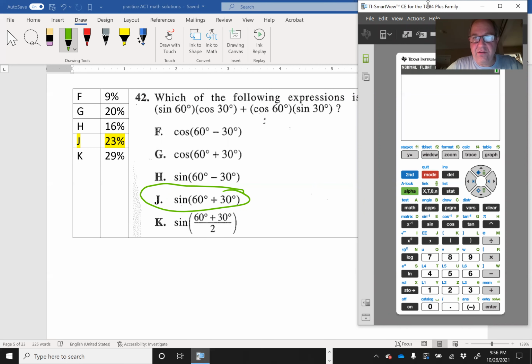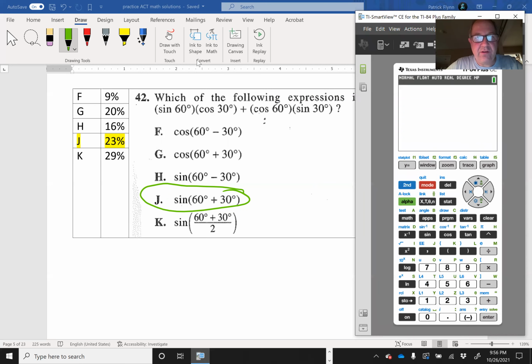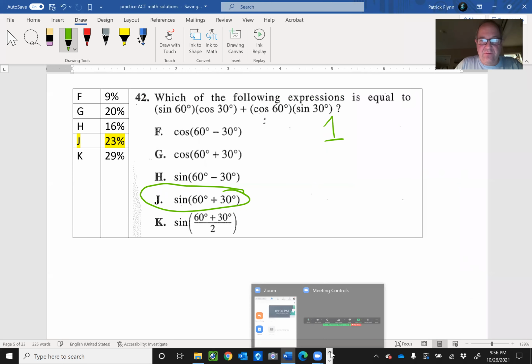Make sure you are in degrees, right? Like I am in degrees, and I'm just going to type this in. So it's the sine of 60 times the cosine of 30 plus the cosine of 60 times the sine of 30. I get an answer, that's 1, okay? So I'm looking for which one of these gives me an answer of 1.